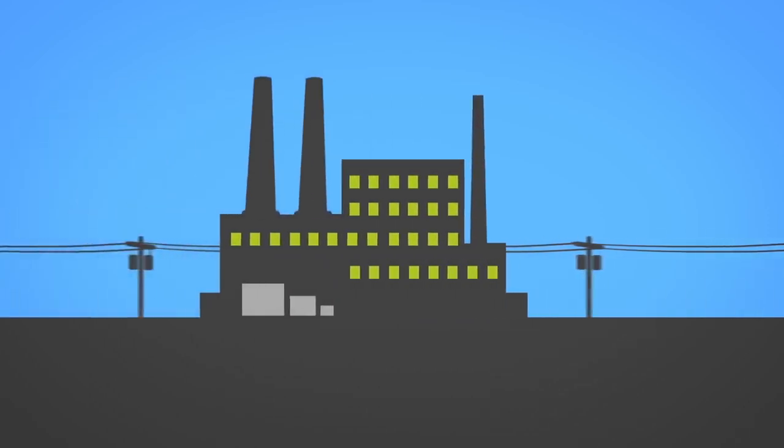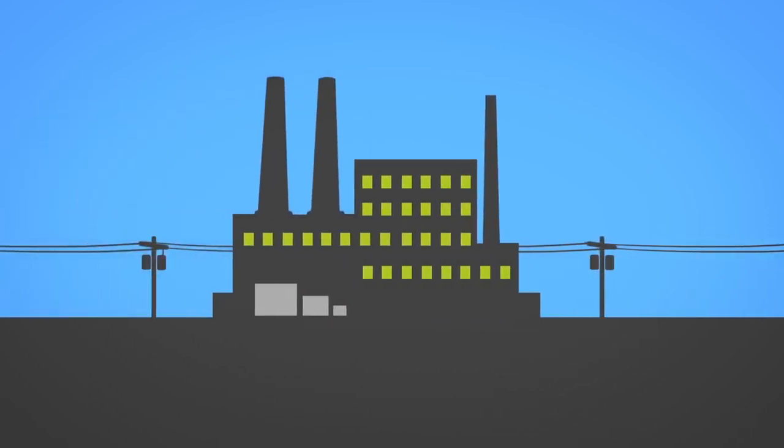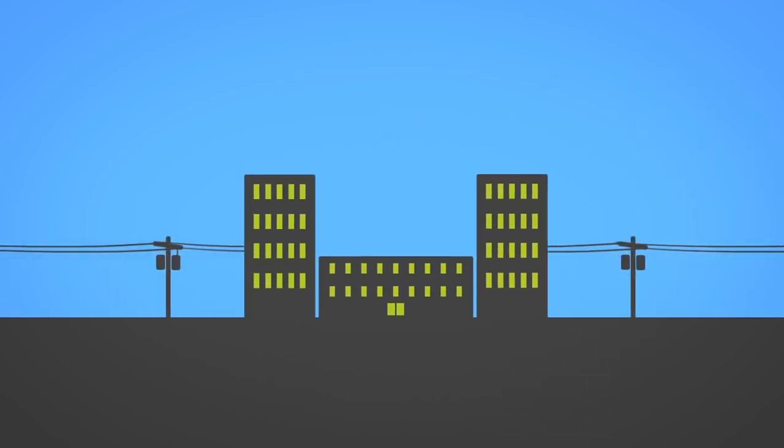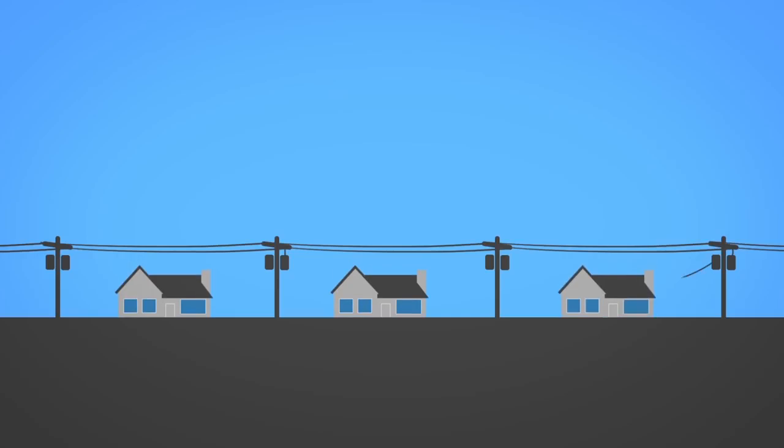The electrical grid provides electricity to various consumers with varying needs. For instance, industrial consumers are large facilities like manufacturing plants. Commercial consumers are office buildings or high-rise towers, and residential consumers are individual homes.